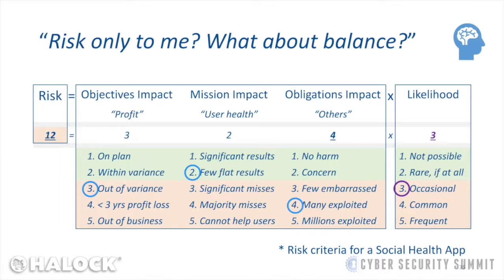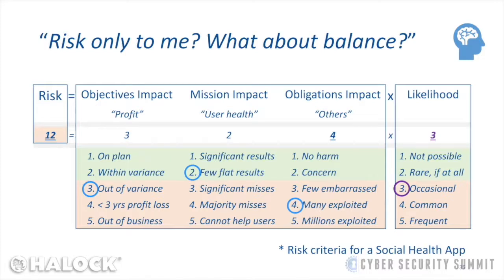So the mission of the app is user health. If it can show flat results, then there's a problem. If they have significant misses, significant flat results, then the mission is failing. If there are a majority of misses, there's a high impact to the mission. If they can't help users be healthy, that's a catastrophic aspect of their mission. But few flat results or significant results might be okay given their mission. It's acceptable.